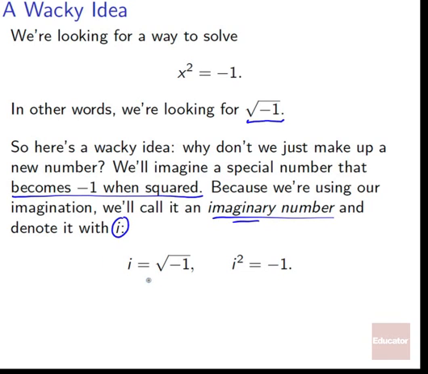So we know that i equals square root of negative 1, whatever that means, which means that when you square i, you get negative 1, right? The square root of 4 is 2, because when you square 2, you get 4. So when you square i, since it's the square root of negative 1, you get negative 1. So these two ideas are how we're going to define this new thing.